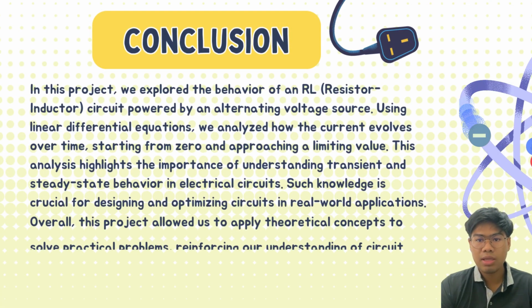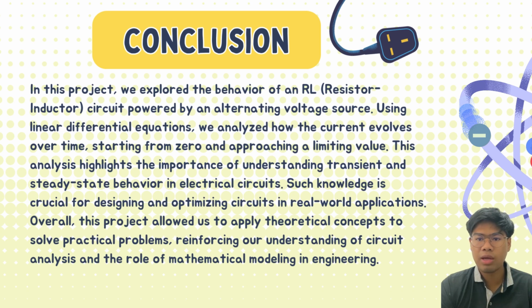In conclusion, in this project, we explored the behavior of an RL circuit powered by an alternating voltage source. Using linear differential equations, we analyze how the current evolves over time, starting from 0 and approaching a limiting value. This analysis highlights the importance of understanding transient and steady-state behavior in electrical circuits. Such knowledge is crucial for designing and optimizing circuits in real-world applications. Overall, this project allowed us to apply theoretical concepts to solve practical problems, reinforcing our understanding of circuit analysis and the role of mathematical modeling in engineering.